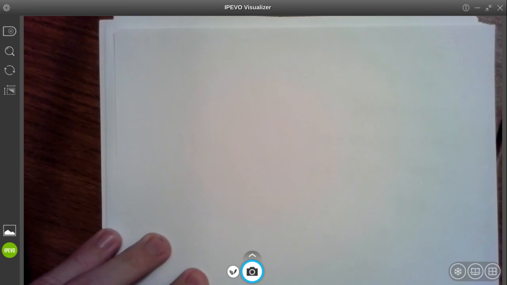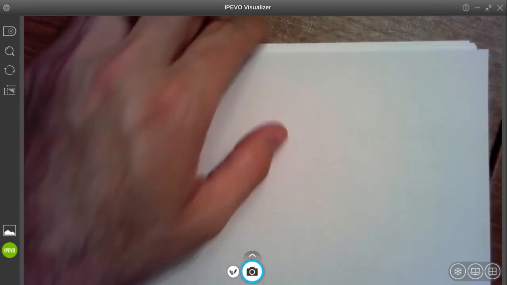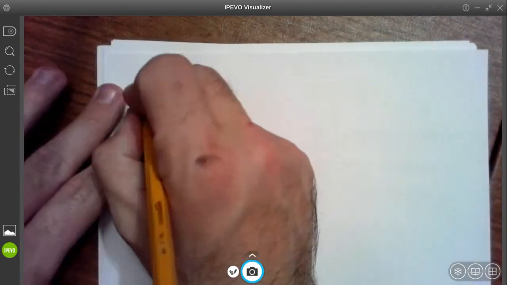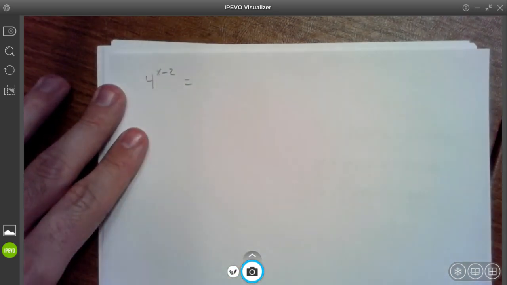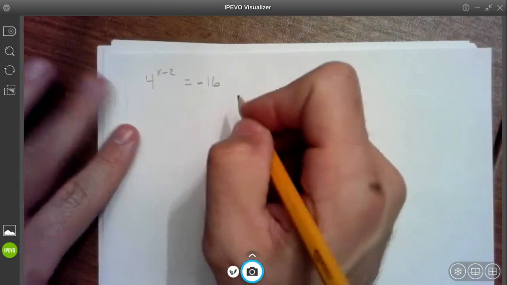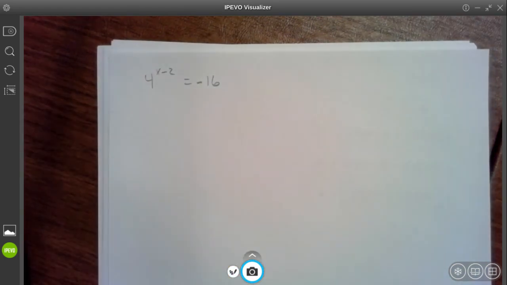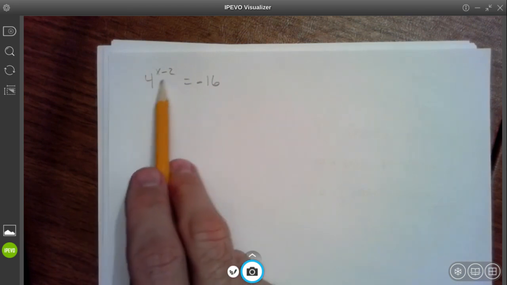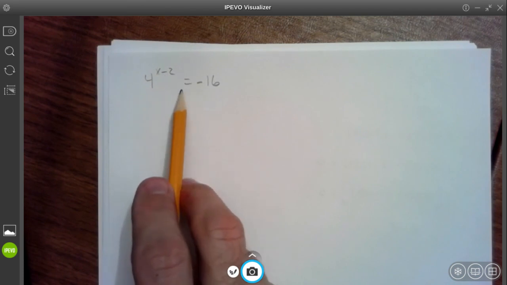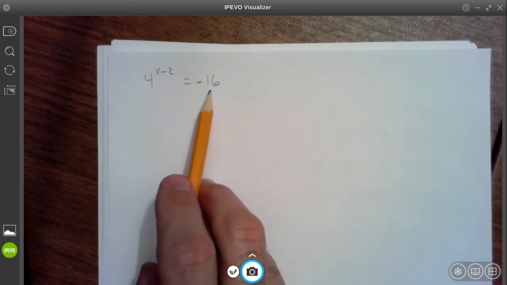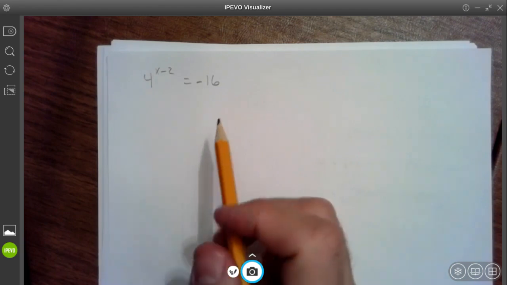All right, this next one, I'm going to look at 4 to the x minus 2 is equal to negative 16. All right, so if I were trying to solve this, just first glance, I would know something's up because I'm trying to raise some number to an exponent and get a negative result. That's going to be bad. Like you can't make that happen.